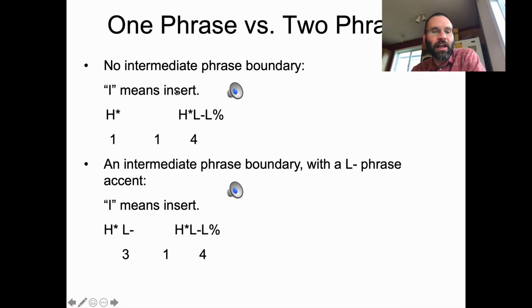Here's another example where there is an intermediate phrase boundary in the middle of the utterance. I means insert. And maybe you get a sense of a pause after the I here, maybe you don't. The way it's transcribed is with an H star on this I, but to get that quick drop to a low F0 that you hear after it, it is transcribed with an L dash phrase accent. I means insert.